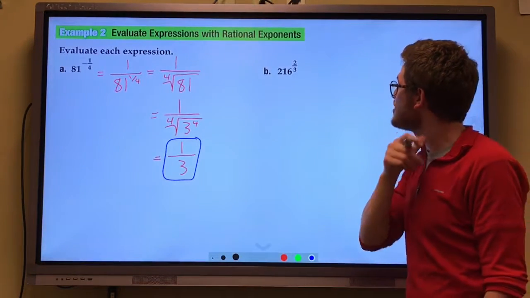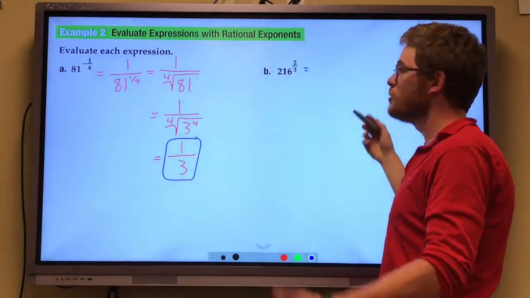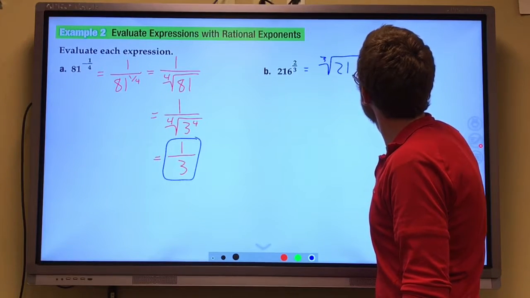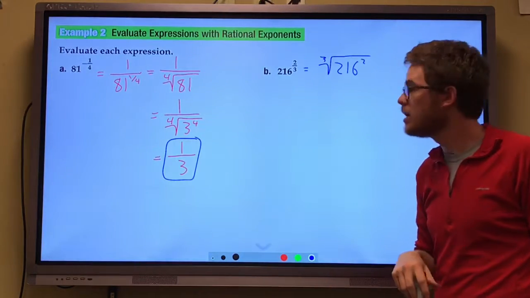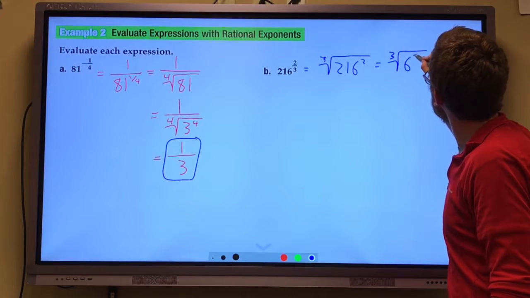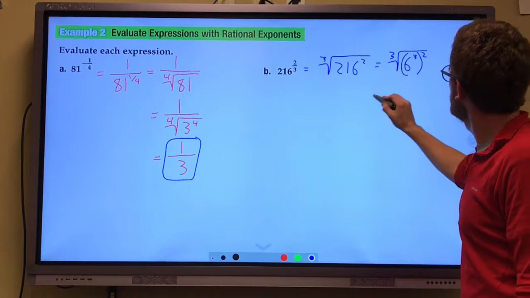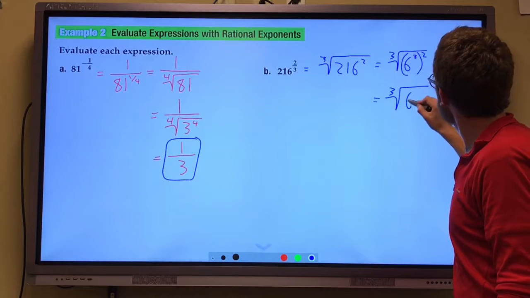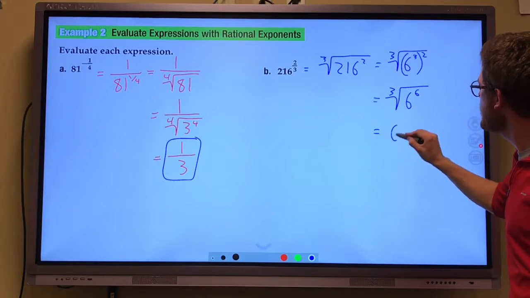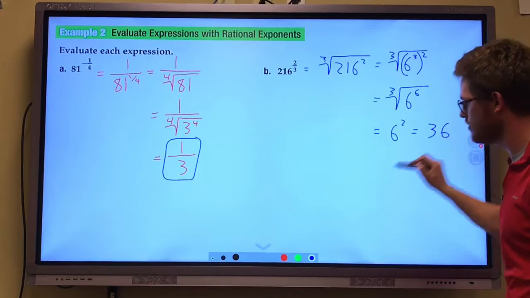Over here, 216 to the 2/3 power. This would be the cubed root of 216 squared. 216, I know, is 6 cubed, so this is 6 cubed squared here. That's the 3rd root of 6 to the 6th power. And how many groups of 3 6s do I have? I have 2 groups of 3 6s, and 6 squared is 36.